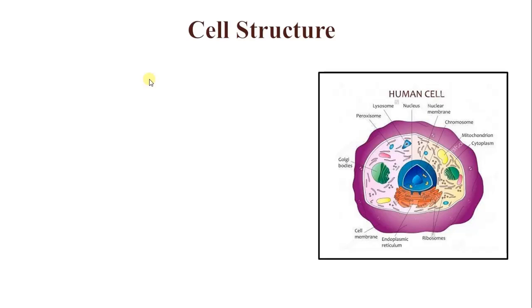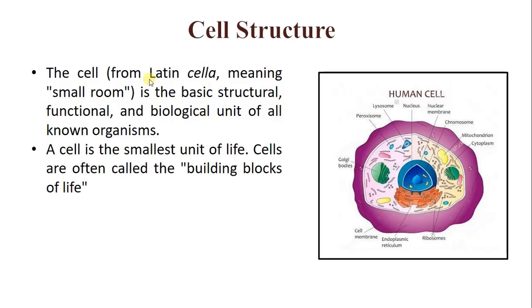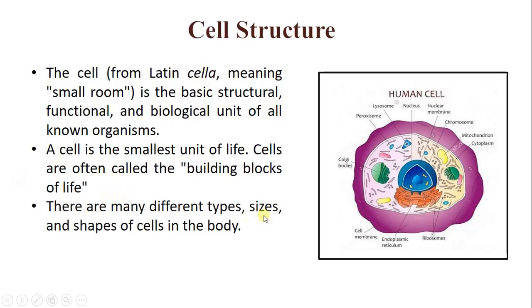You can see in the figure, the human cell structure is shown. The cell, from Latin cella, meaning the small room. The cell is the basic structural, functional and biological unit of all known organisms. A cell is the smallest unit of life, and cells are often called the building blocks of life. There are many different types, sizes and shapes of cells in the body.